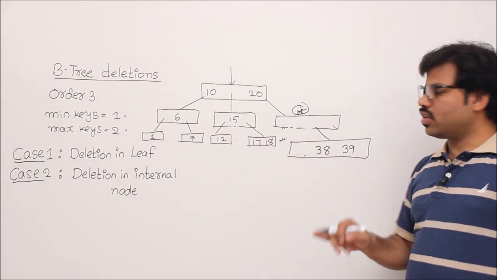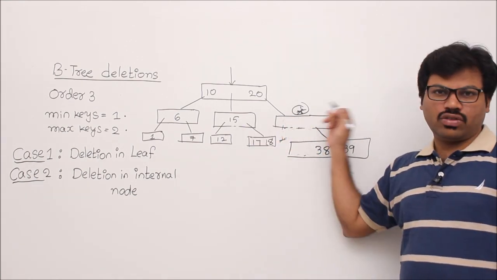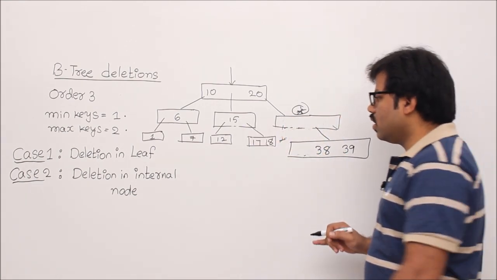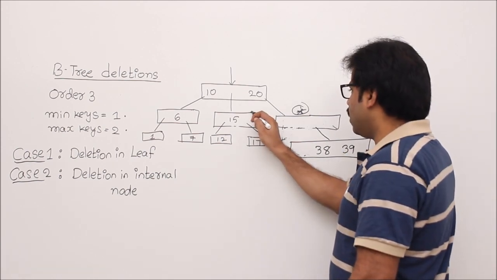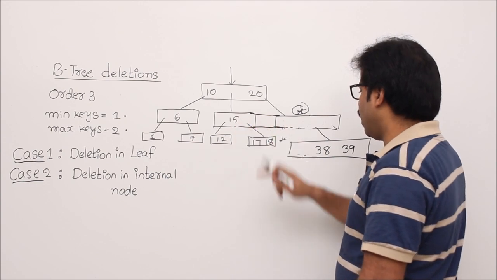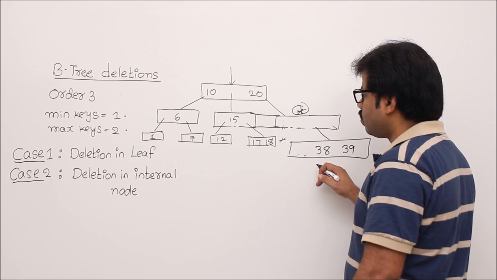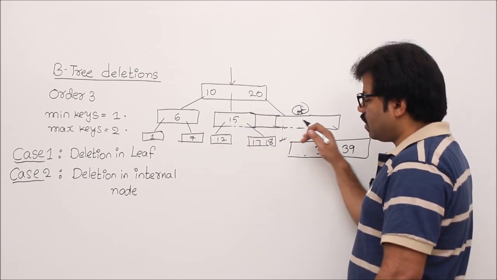When borrowing will not work, then we go for merging. So that's why we have to merge these two internal nodes. Let me merge these two internal nodes. Then this will be the story, right? You will have like this 15, but there are 3 pointers, right? 1, 2, 3. Correct?